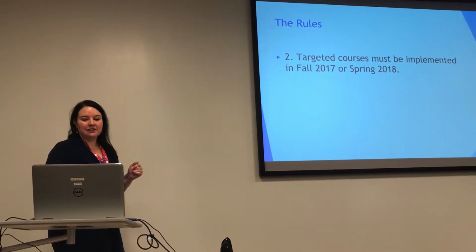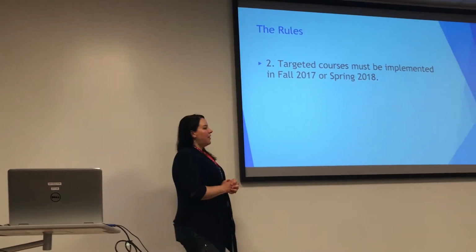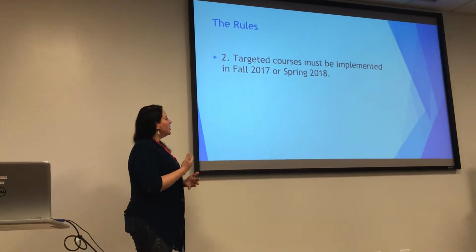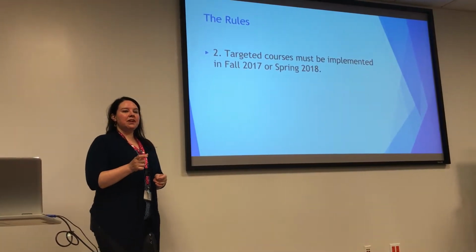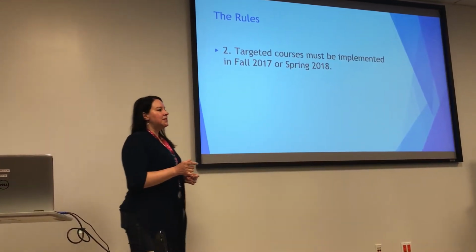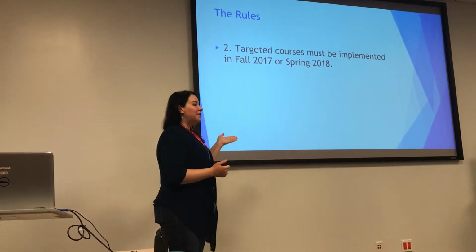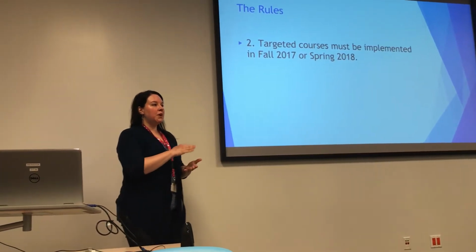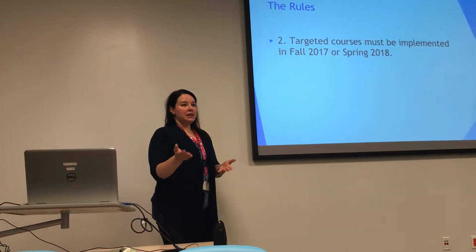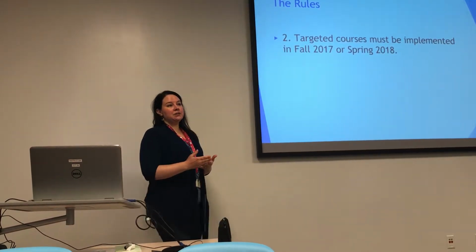Our targeted courses must be implemented in this fall, 2017, or spring 2018. We have reached a critical juncture at this point of the grant, and that's because we have committed to switching over 49 sections here at San Jose State. If we meet that goal, we are eligible to apply for additional funds which would run the life of the grant through 2020. So we have the opportunity to gain additional funds for 2018 through 2020.